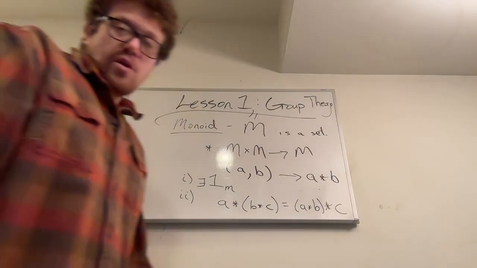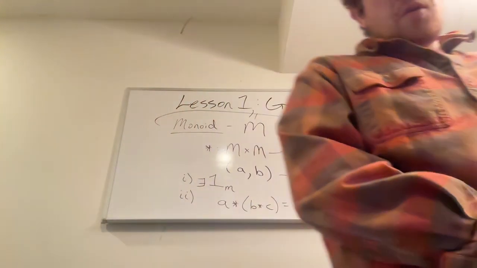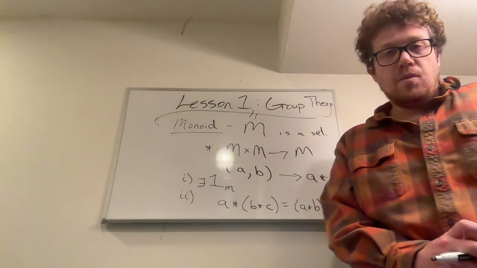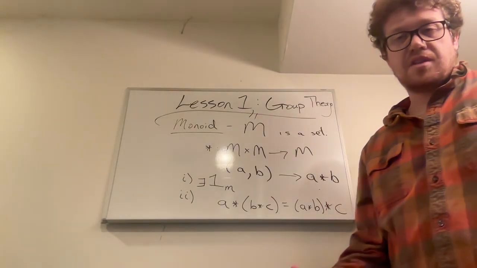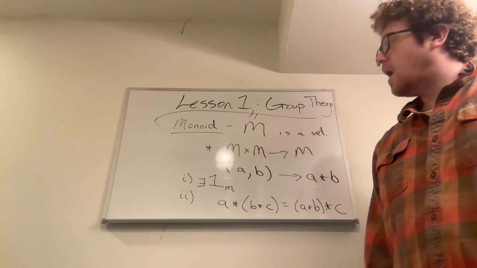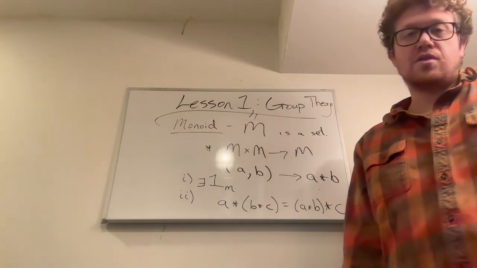All right, so that's a review of what I went over last time, which is just defining what a monoid is. It's this set with this extra structure. And then we can start getting into what a group is. But is there any questions before I start?